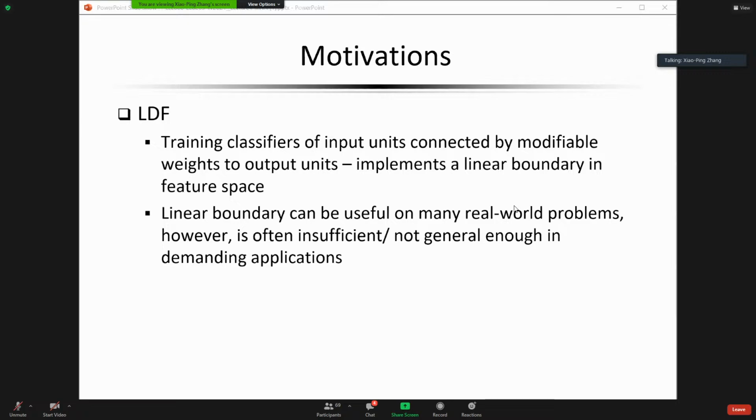And still in data analysis, 90% or more of the time, we are indeed using the linear discriminator to handle the data analytics problems. But if you want to get a very good classification result in some demanding applications, the linear boundary may not be good enough. Let me explain what that means.